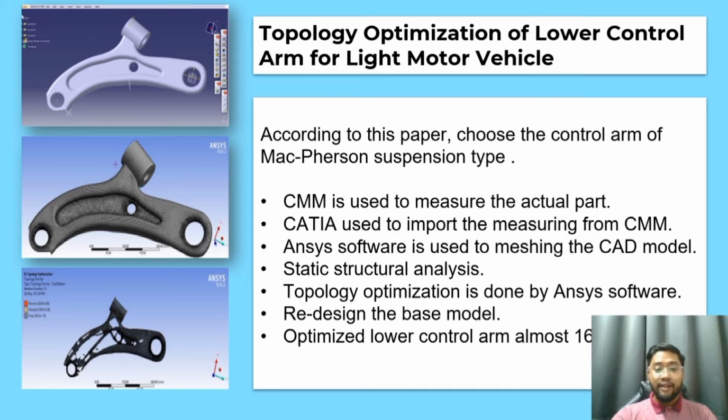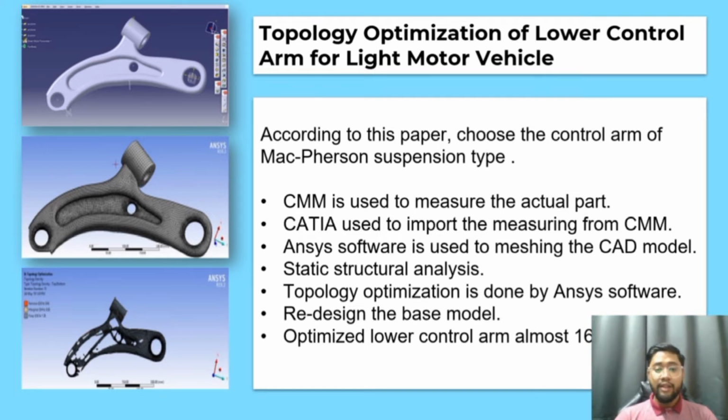After that, ANSYS software is used to mesh the CAD model. A solid tetrahedron element is used to mesh the CAD model. In this paper, they apply a static structural analysis to determine the force, stresses, strain, and displacements. After that, topology optimization is done by ANSYS software to find a removal path from the low stress region.